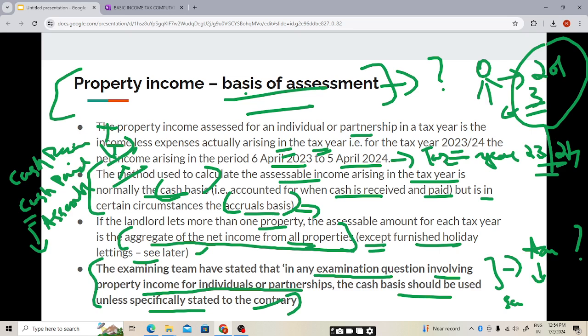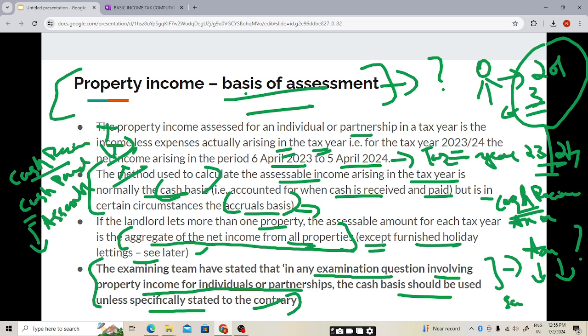Now we will further study how to calculate the property income under the cash basis and under the accrual basis. Under the cash basis you will be saying it is cash received, but when it comes to accrual basis, it is amount receivable, because accrual basis means whether you receive it or not, you are letting it and you are earning income. The tenant will pay you after 1 year, but you are letting it today. He is using your property today, so you will earn your income in that period.